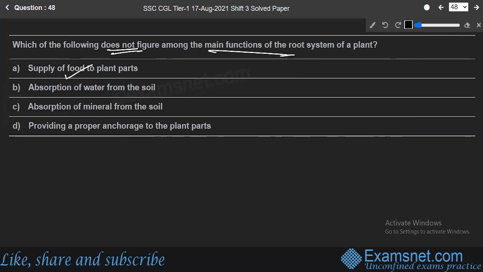The root system performs important functions like absorption of water from the soil and absorption of mineral from the soil. They anchor the plant to the ground, provide support to the ground part of the plant, and store food that has been made through photosynthesis, but they do not supply food to the plant parts. So, option A is the correct answer to our question. Next is question number 49.